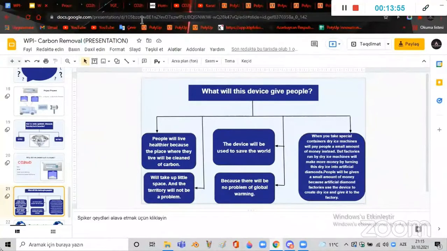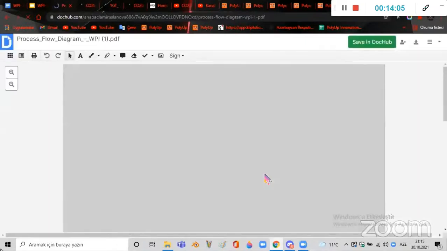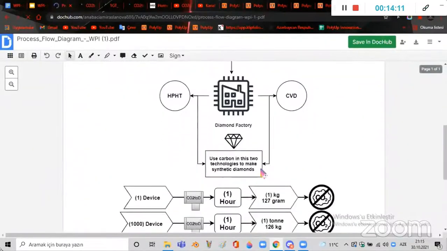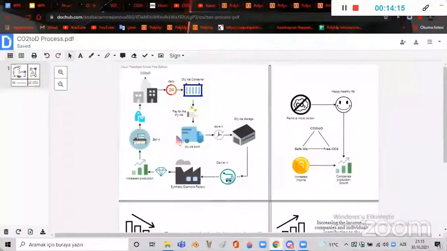Process follow diagram. Carbon dioxide diamond device process.